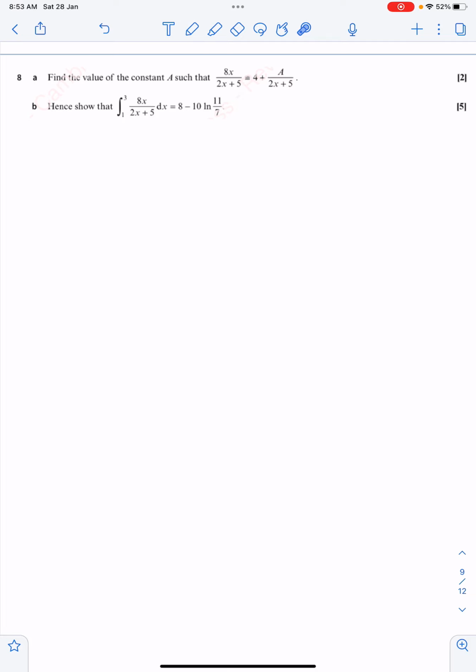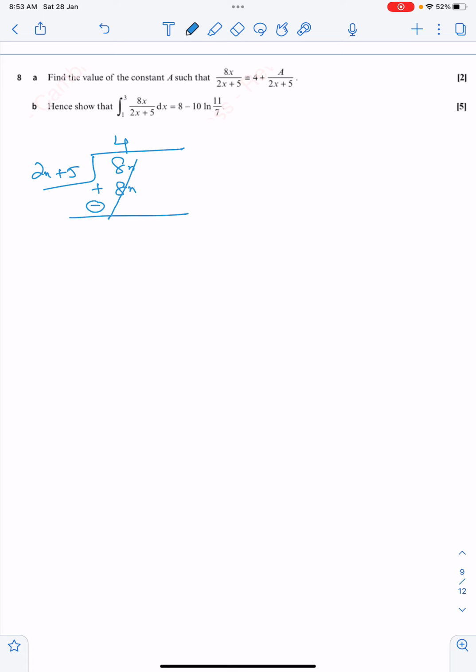Okay. Find the value of the constant a such that 8x upon 2x plus 5 is equal to 4 plus a upon 2x plus 5. Whenever you notice that the degree of x is the same in the numerator as well as the denominator, we have to go for long division. So I'm doing long division here: 2x plus 5 here and 8x here. 2x goes 4 times into 8x. Change the sign and you're done with it.